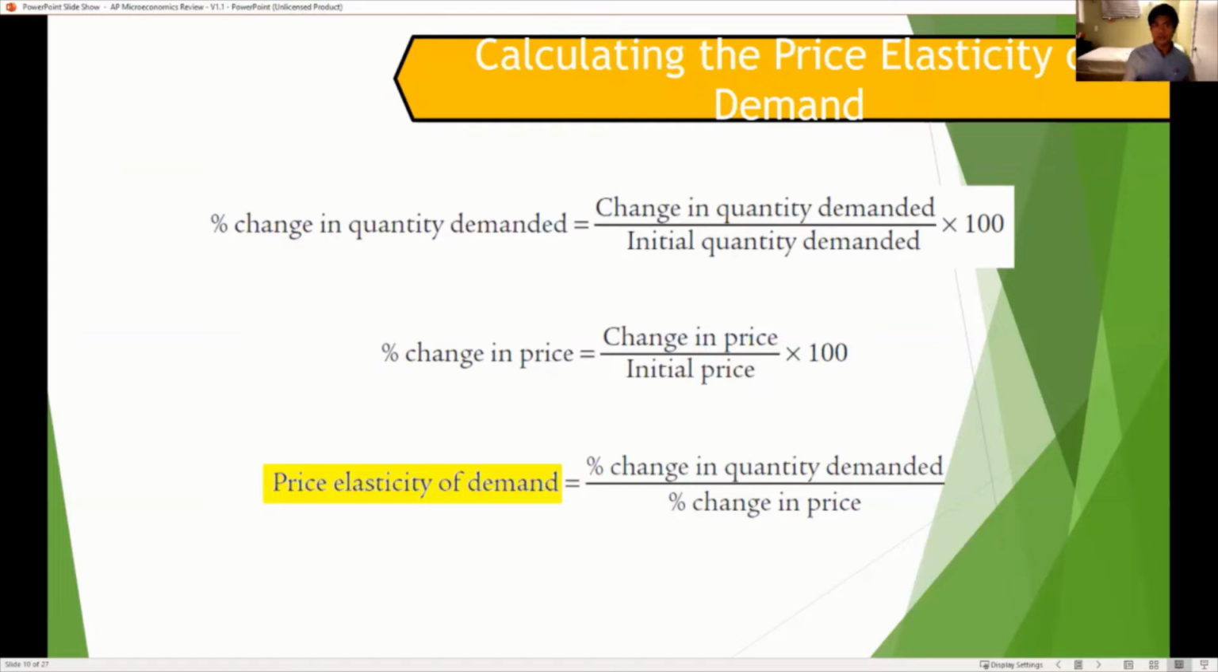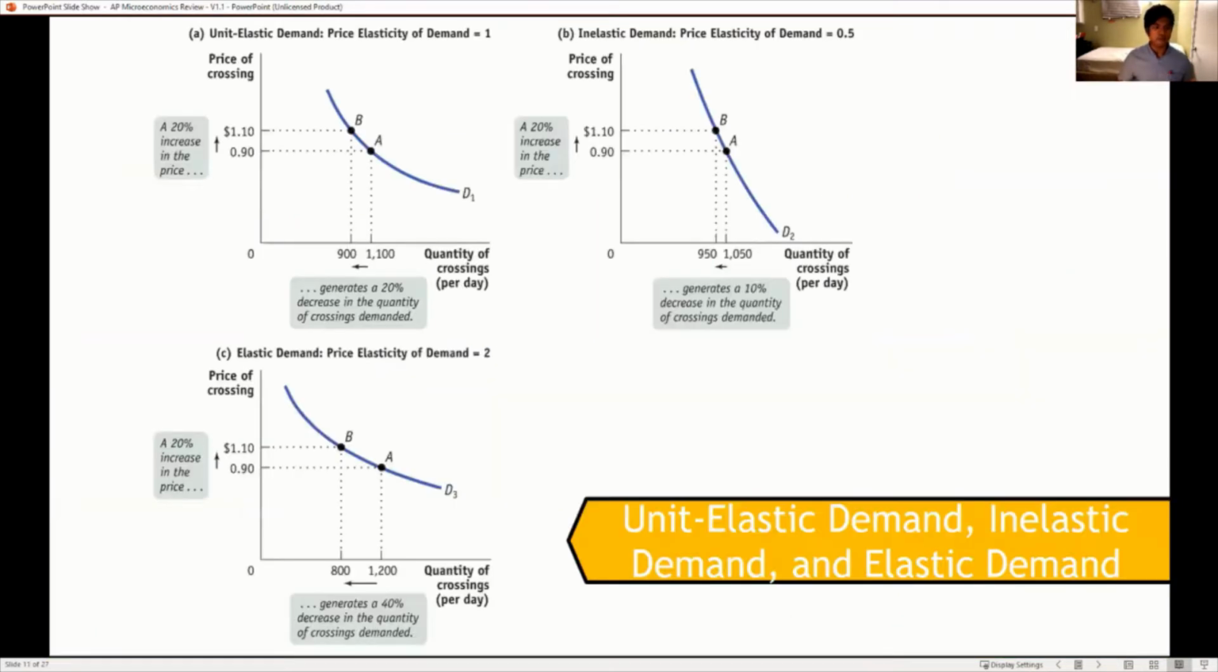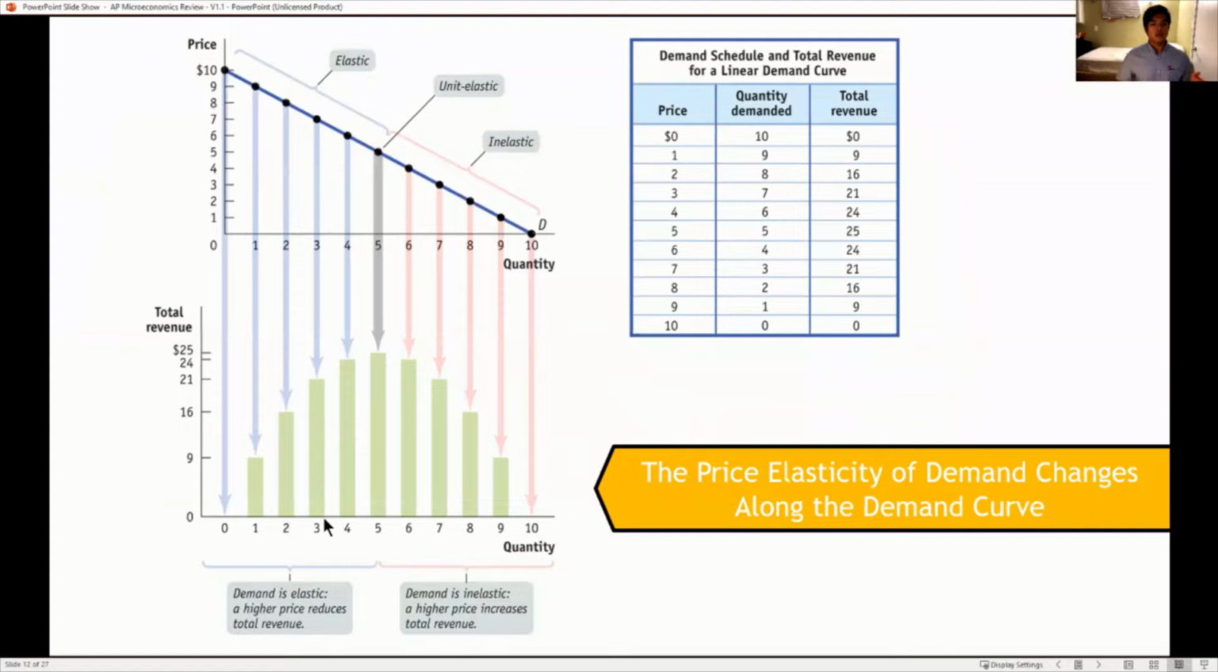And why it's important, because when it comes to taxes, right? So this is an illustration of a unit elastic, inelastic, and elastic. Also review the total revenue test. I don't have that much time now, but if you want me to go over it, please comment below and maybe I'll make a video.